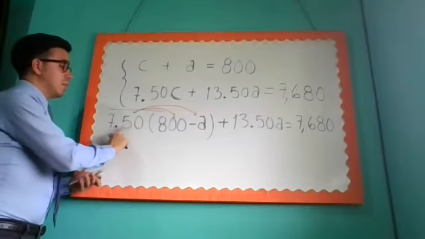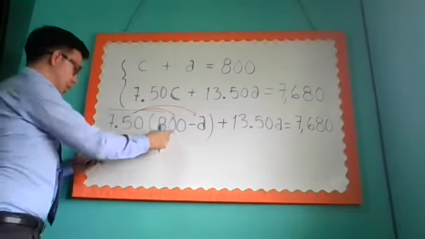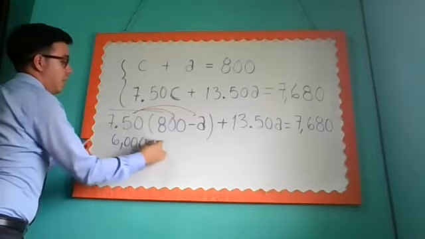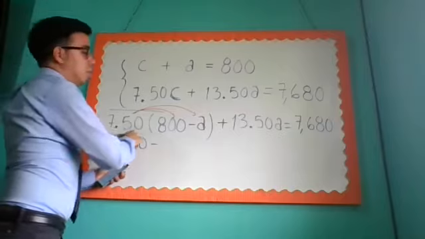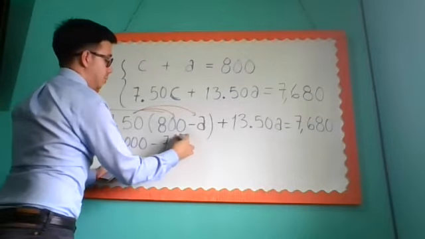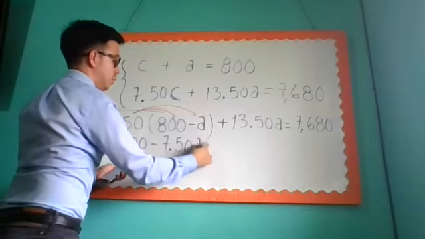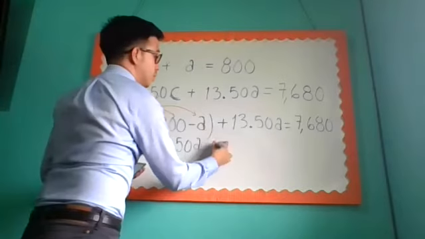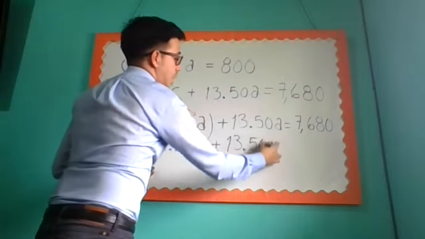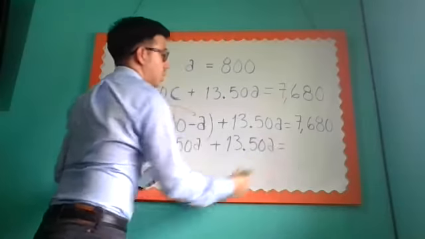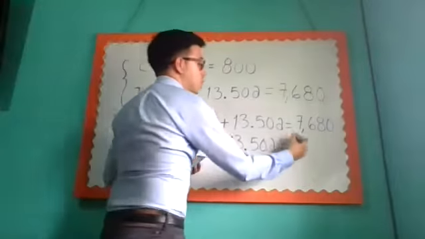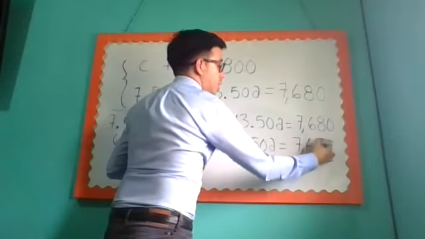When you multiply 7.50 times 800, you obtain 6,000, minus 7.50 multiplied by the variable A, plus 13.50A equal 7,680, okay?